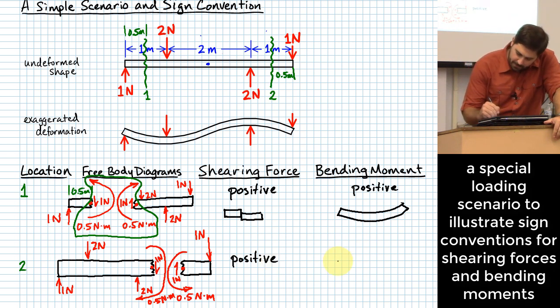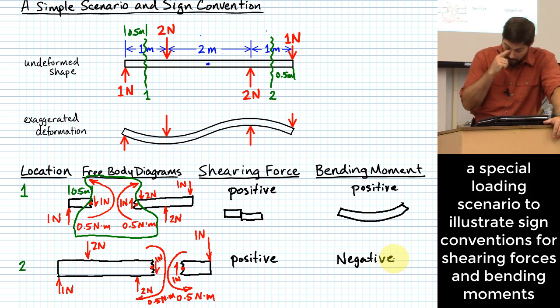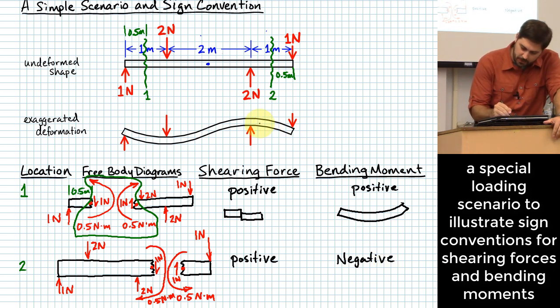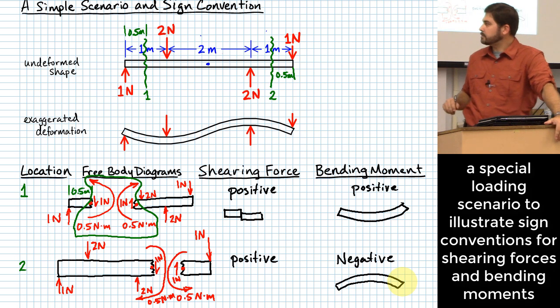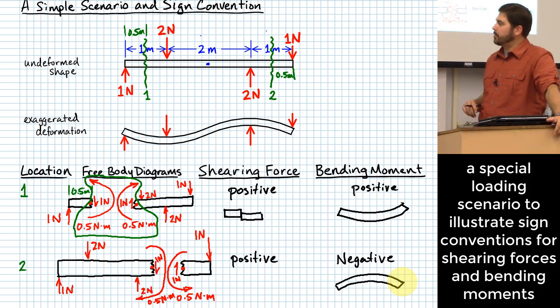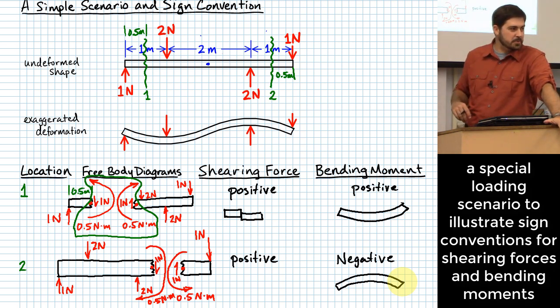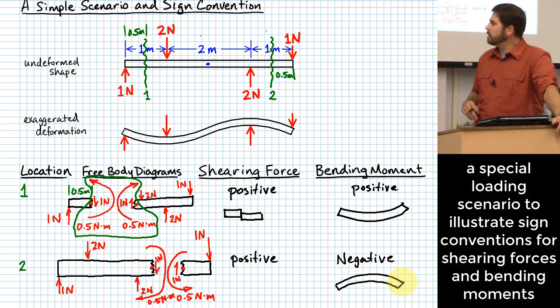But what about my bending moment? Okay, my bending moment here is negative, and you can see that. If you look at that right side, it's frowning, right? So that's a negative bending moment. Again, these are just sign conventions. We all got together and agreed that this is what we're going to call positive and this is what we're going to call negative. Well, does that mean that I have a positive shearing force across my entire body?